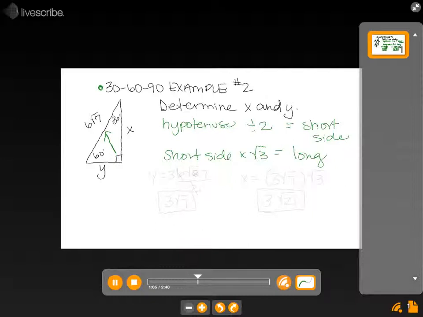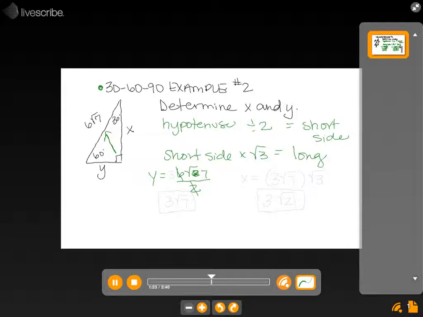In this case, the short side is y. It's the one that's across from the 30. So we're actually going to find y first. Y equals 6 square roots of 7, and I wrote 6 square root of 7, divided by 2. Now that 2 cancels into the 6. It does not go under the radical sign.